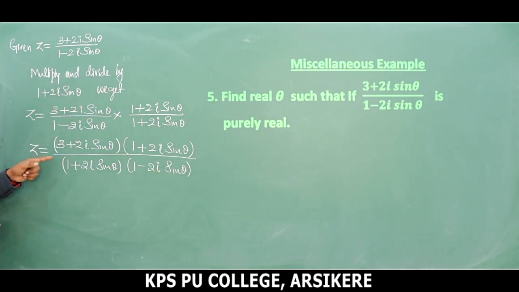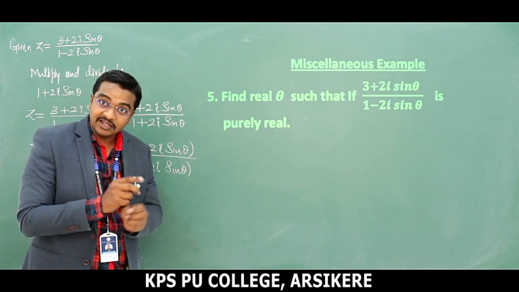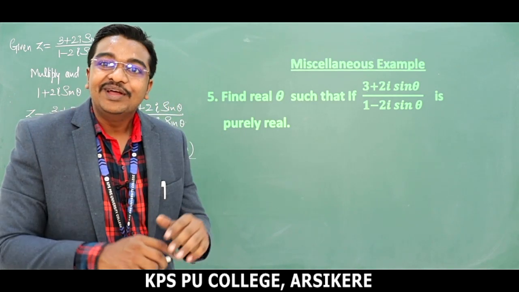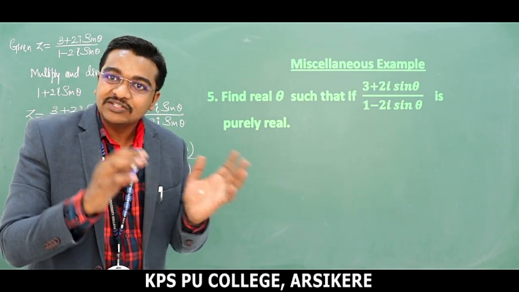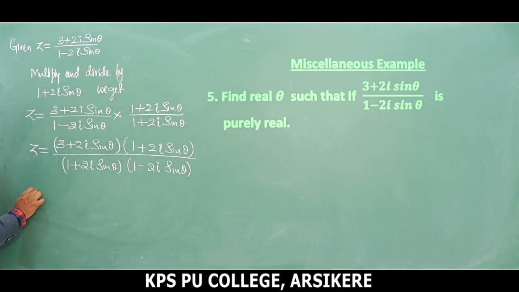Understood, children? So 1 plus 2i sin theta into 1 minus 2i sin theta, those terms look like a plus b into a minus b. What is the compact form? a square minus b square. Okay.